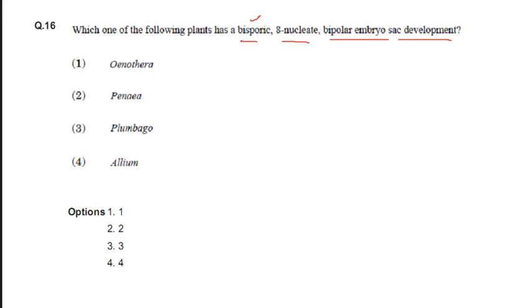So let's get back to the question. Which one of the following plants has bisporic development? It will be Allium. So answer 4 will be correct. I hope it is clear to you.